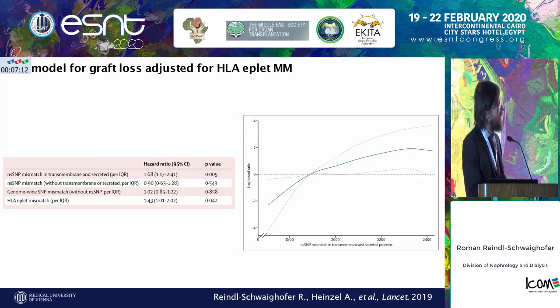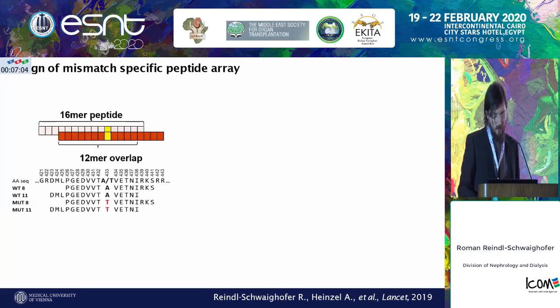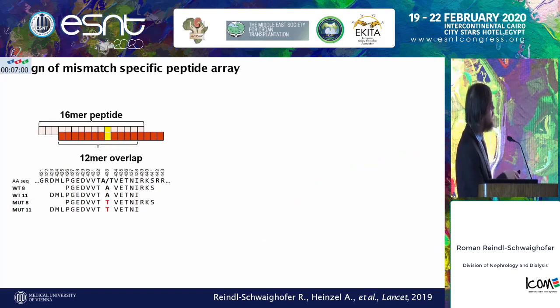So this shows that there is an alloimmune response against the graft outside the HLA that is associated with graft survival. To prove an alloimmune response, we designed overlapping peptide probes where we incorporated 16-mer peptides with the amino acid mismatch at position 8 and 12. And we also used the wild-type version, or the self version.